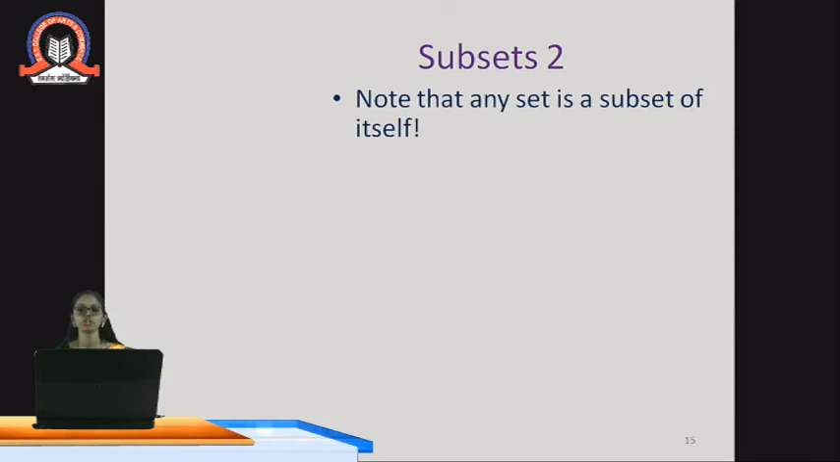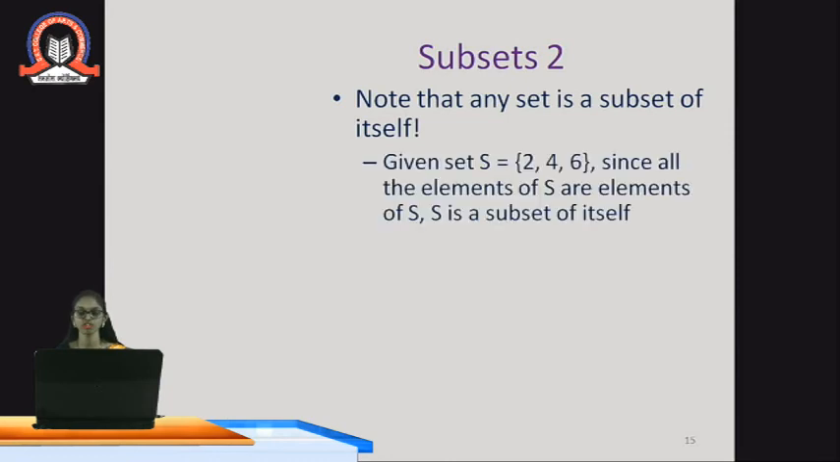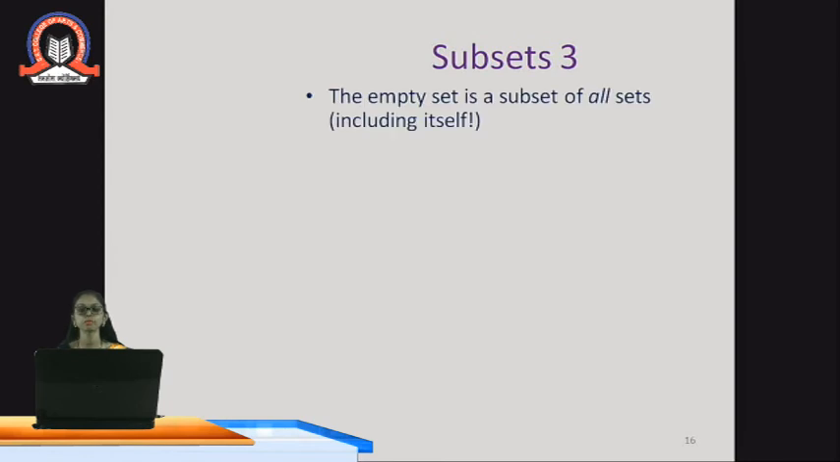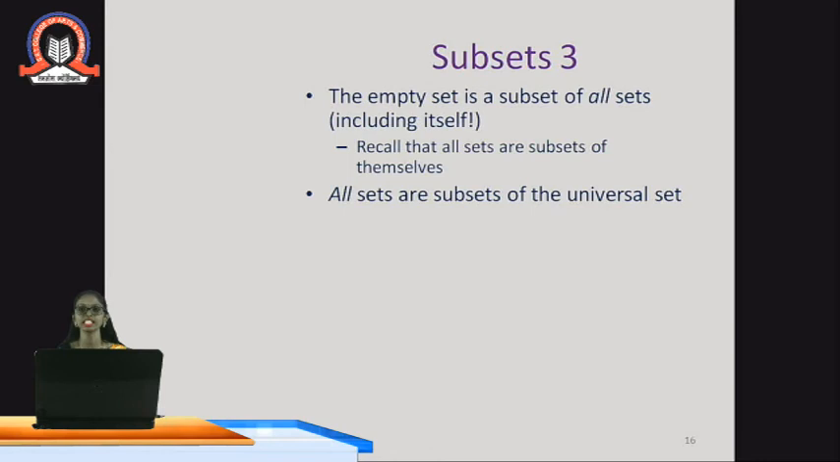Now subset 2. Note that any set is a subset of itself. Given set S is equal to 2, 4, 6, since all the elements of S are elements of S, S is a subset of itself. That is kind of like saying phi is less than or equal to phi. Thus, for any set S, S is a subset of itself. Subset 3. The empty set is a subset of all sets including itself. Recall that all sets are subsets of themselves. Means all sets are subsets of the universal set.